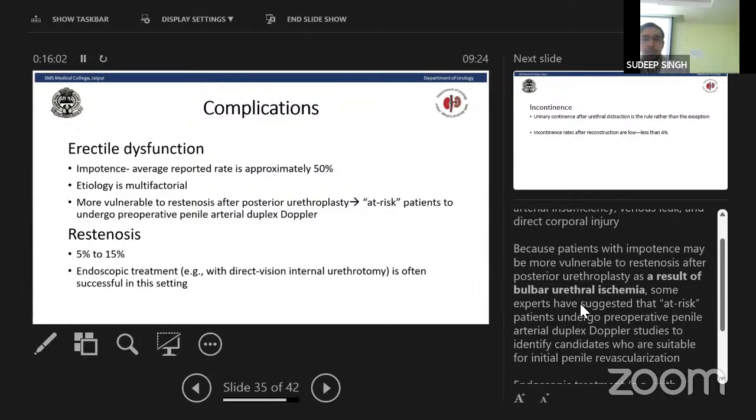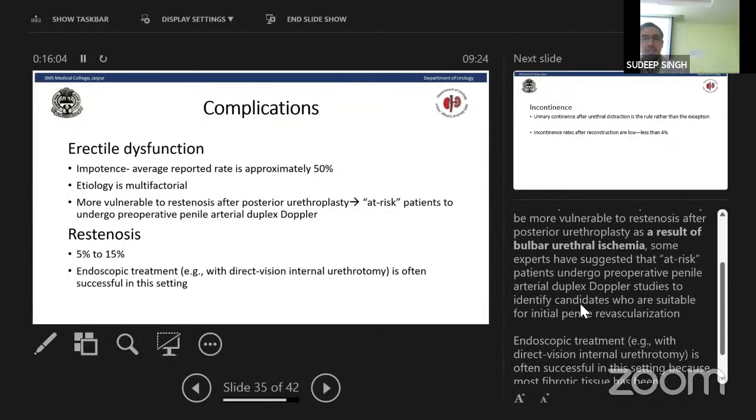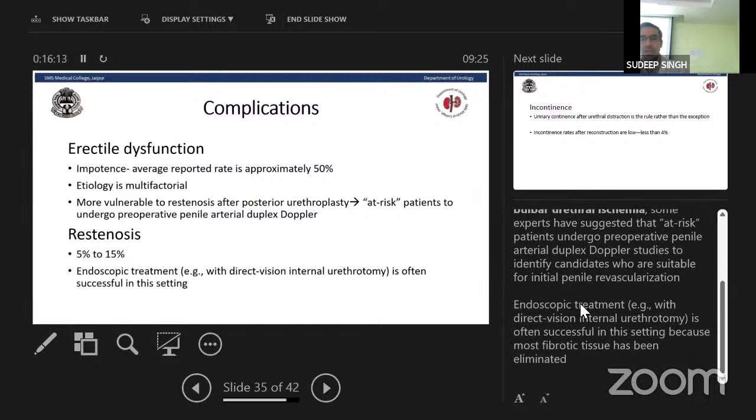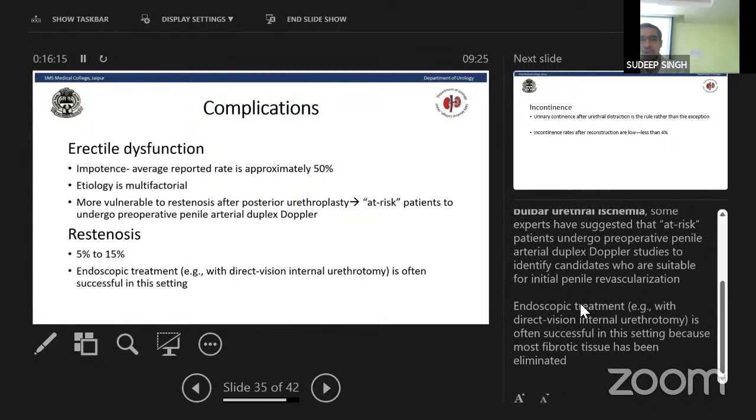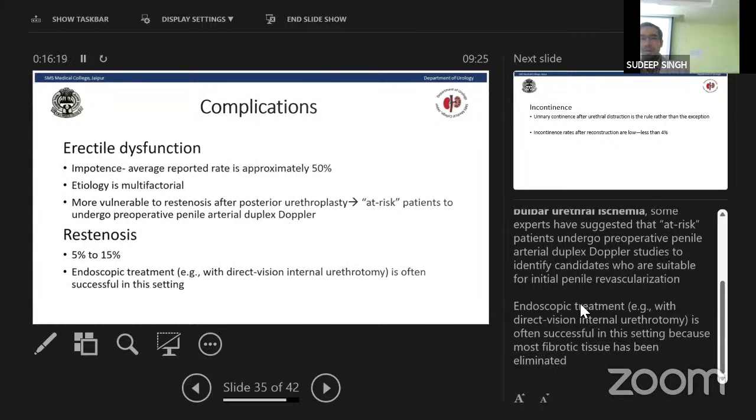revascularization. Then comes restenosis. The restenosis rate is 5 to 15%. The endoscopic treatment like direct vision internal urethrotomy is often successful in this setting because most of the fibrotic tissue has already been eliminated.